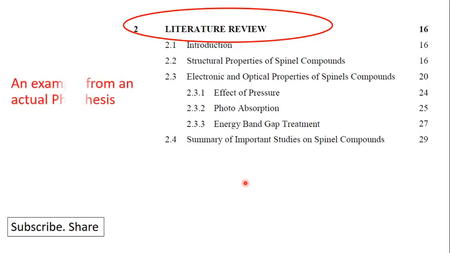Let's have a look at an example from an actual PhD thesis. Here is the table of contents, and the chapter number is 2, literature review, and you can see that there are some headings and subheadings involved. The last one is particularly important. 2.4, summary of important studies. So you can also make a summary of important studies after going through the whole literature review.